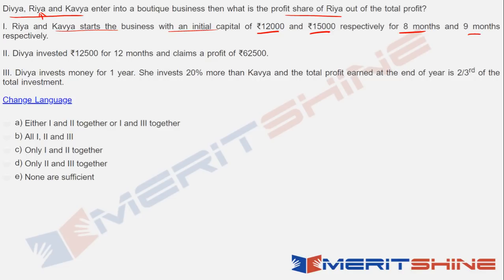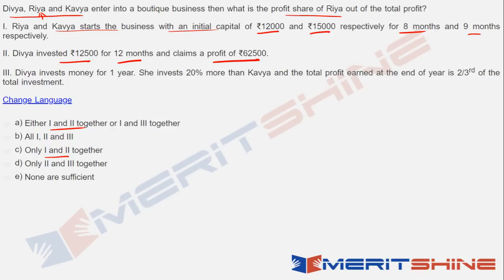Then if you look at the options again, we can probably try 1 and 2 together because it appears here, it appears here. Let's look at 2 as well. Divya invested this much for this much time. Now you've got all the investments of all 3 and all the time periods as well, the money as well as the time period, and you also know the profit that Divya gets. So what you will get from this, I will not calculate anything.